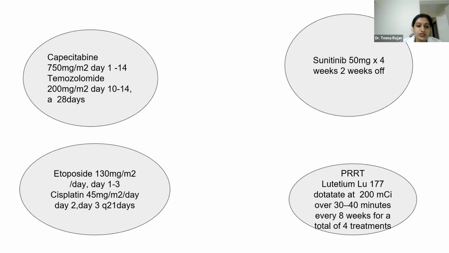In neuroendocrine carcinomas, we again have the etoposide cisplatin-based regimen, where etoposide is given at the dose of 130 milligram per meter square, day 1 to day 3, and cisplatin, you divide 40 mg per meter square, given on day 2 and day 3. And also in refractory cases, you have peptide receptor radionuclide therapy, where you have lutetium-177 given at the dose of 200 millicurie over 30 to 40 minutes every 8 weeks for a total of 4 treatments.